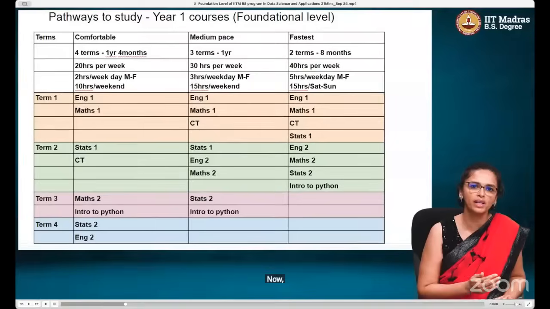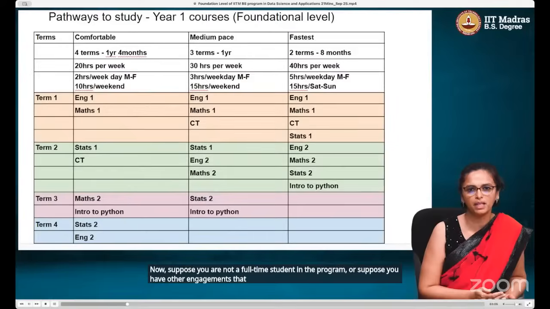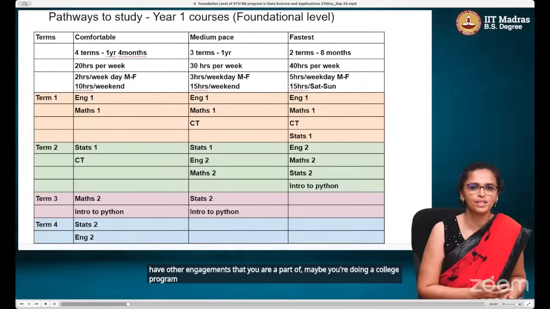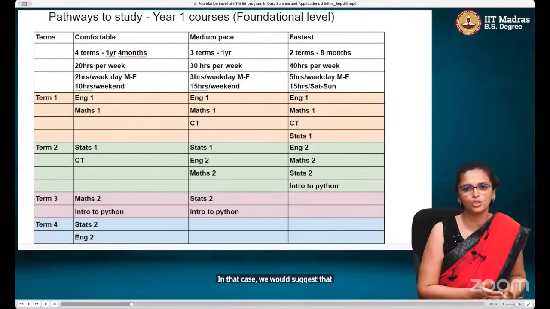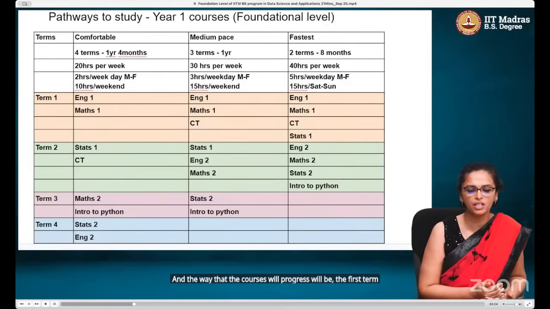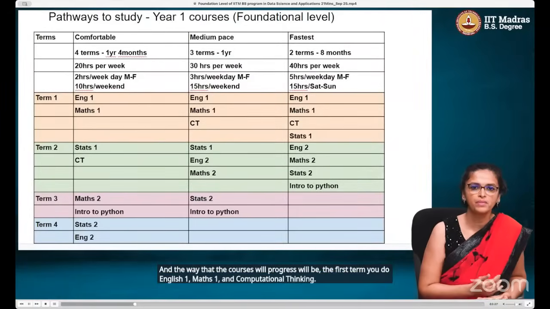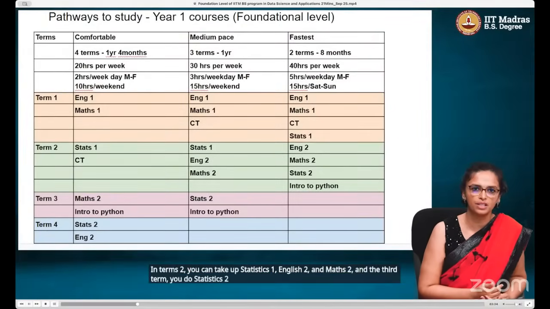Now suppose you are not a full-time student in the program, or suppose you have other engagements, maybe you're doing a college program on the side, or maybe you're a working professional, or maybe in general you want to do the math and stats better because you don't have a background. In that case, we would suggest that you do the foundation level in 3 terms. In the first term you do English 1, Maths 1 and Computational Thinking. In term 2 you can take up Statistics 1, English 2 and Maths 2. And in the third term you do Statistics 2 and Introduction to Python.